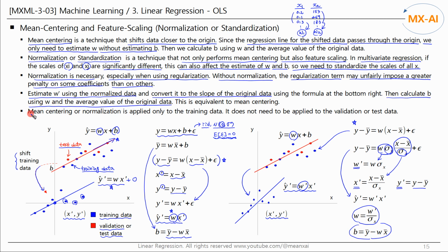Mean centering or normalization is applied only to the training data. It does not need to be applied to the validation or test data. Applying mean centering or standardization reduces the time to estimate parameters W and B and provides more stable results.